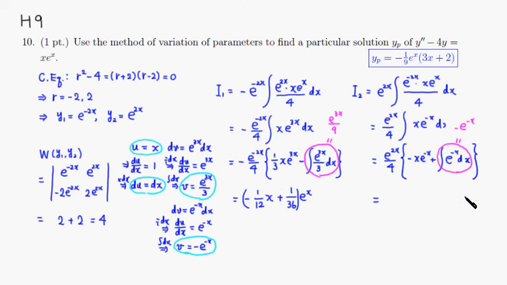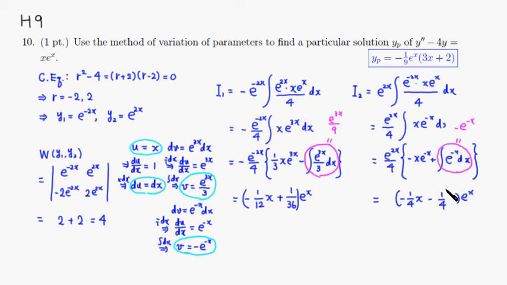So both terms have e to the x. I'll just write that down. The first one is simply negative 1/4 x, and the second term is still negative 1/4. So it's a negative 1/4.